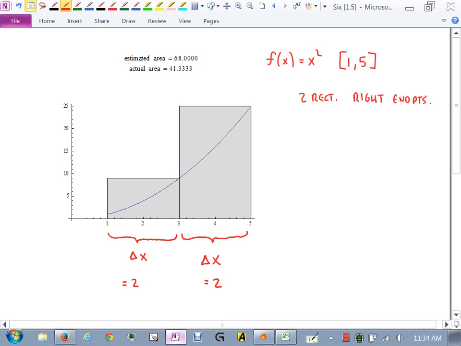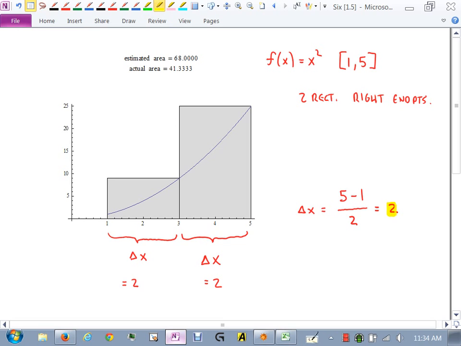Now, the way we got delta x was by you looking and seeing it. But we really did this. We took 5, we subtracted 1. 5 minus 1 gave us the total width of everything, right? 4? Yes? And then how many rectangles did we want? 2. So I divided that by 2, and that gave us 2.